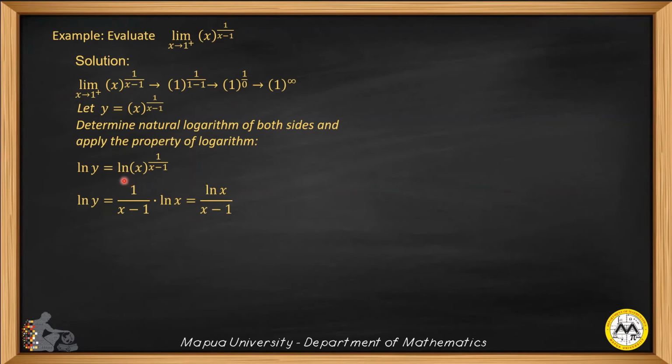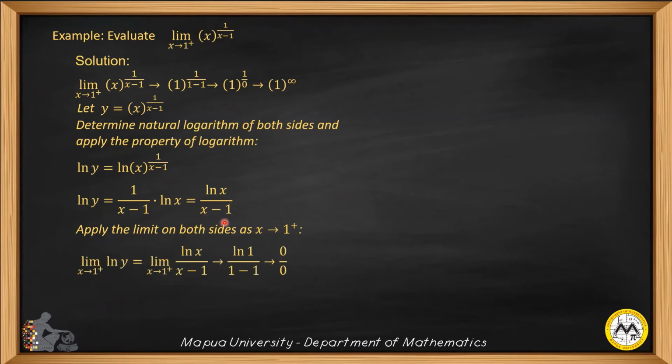Therefore, the natural log of x to the 1 over x minus 1 will now be equal to the exponent 1 over x minus 1 times the logarithm of the base x. Or you can express this as a ratio or a fraction where you have ln x divided by x minus 1. So, at this point, we have ln y equal to ln x divided by x minus 1.